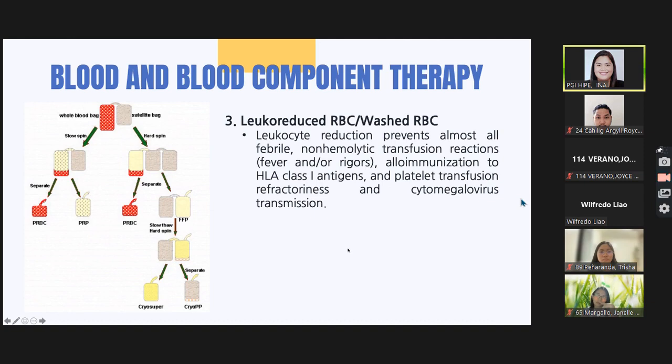We also have the leukoreduced RBC or the washed RBC. So the leukocyte reduction prevents almost all febrile non-hemolytic transfusion reactions such as fever or rigors, alloimmunization to class 1 antigens, platelet transfusion refractoriness, and cytomegalovirus transmission. So in most Western nations, the leukoreduced RBC or the washed RBC is the standard red blood cell transfusion product, to prevent the febrile non-hemolytic transfusion reactions.